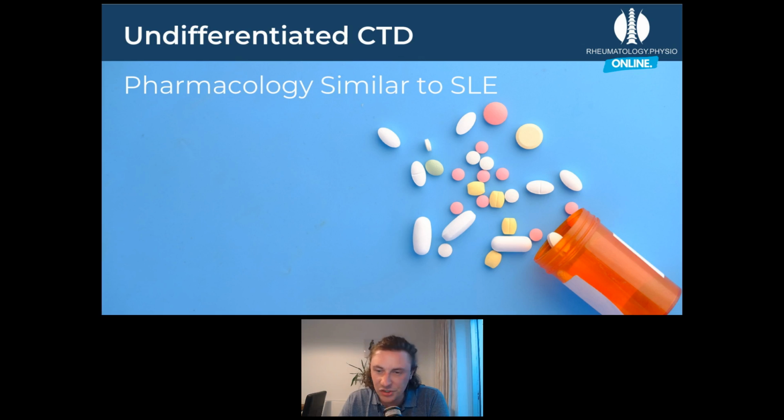Again, pharmacology is similar to SLE. So in the mild situations, you're going to be using NSAIDs and maybe hydroxychloroquine. Then later it's pretty much steroids. And again, if we think about the age and the demographic of these patients, they're going to be middle-ish age females, then they're already going to be at risk of this bone loss.